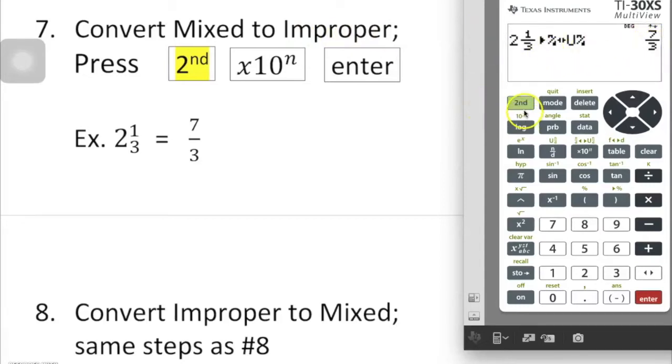Okay. How did I do that? Second x 10 to the power n, enter. Of course, this gives me back the mixed fraction. So it's just the other way around. Okay. Now, I'm going to actually show you the next one down here.